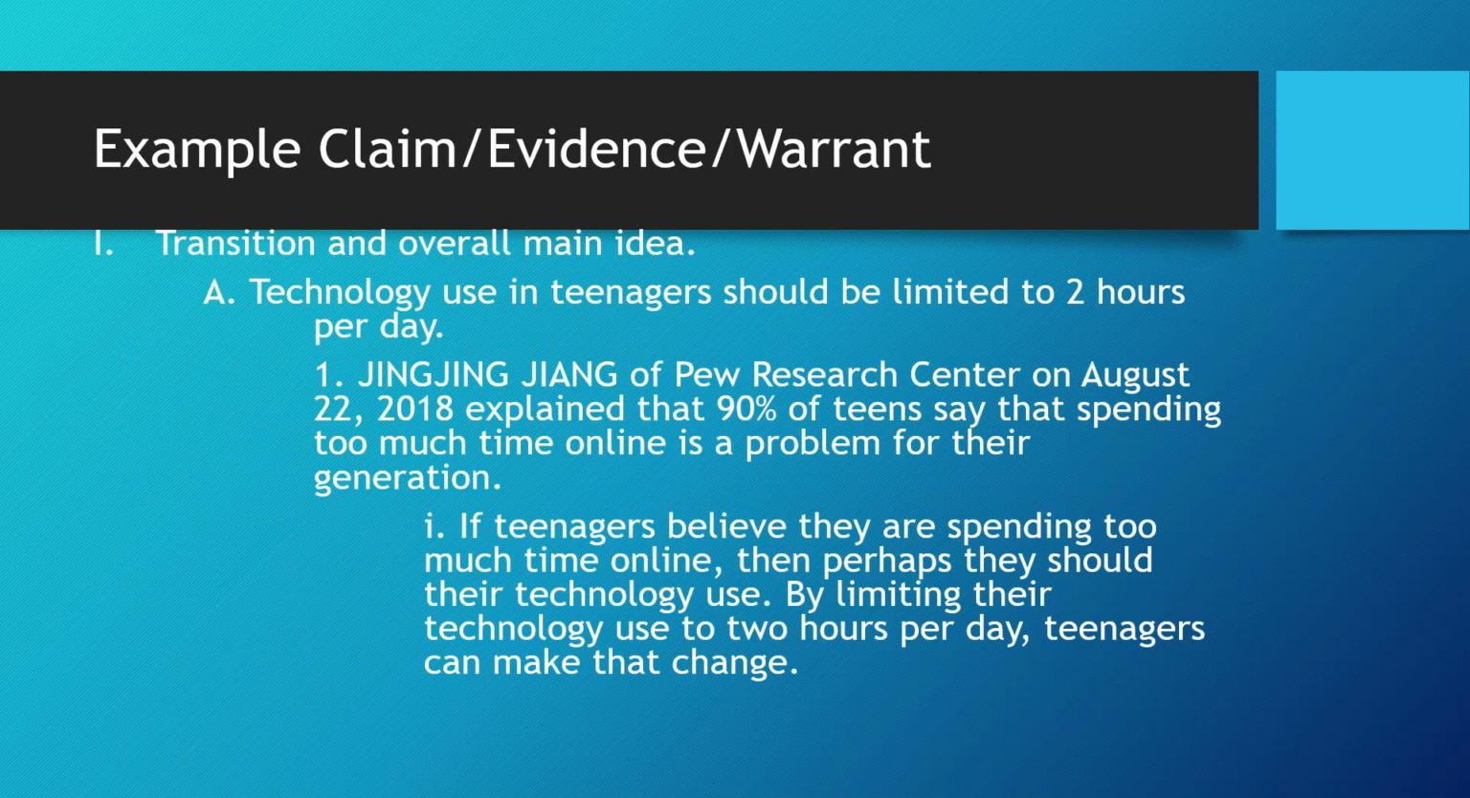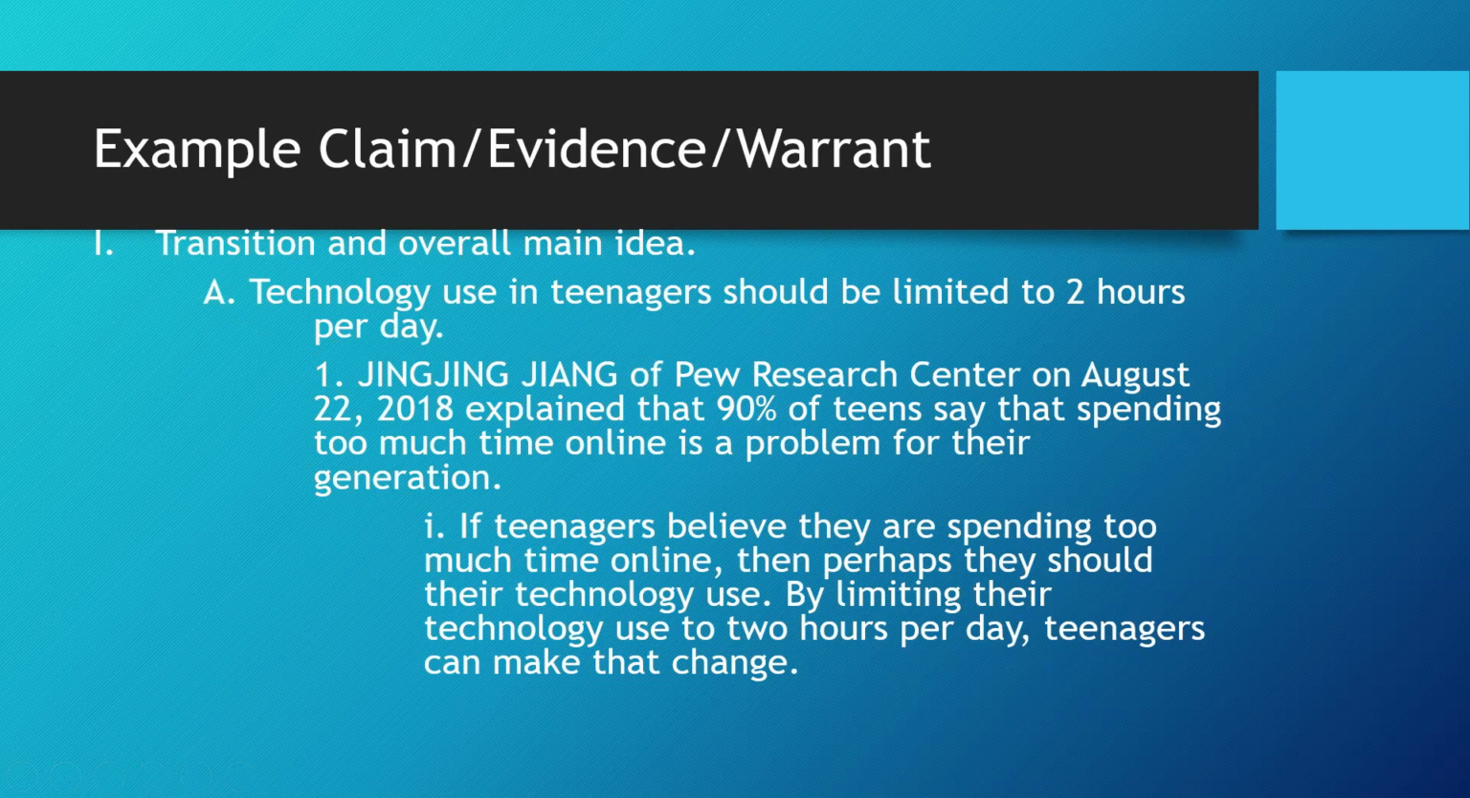So once again here, I have my overall transition, right? I have my claim, I have the same evidence. So now I need to put that explanation together. That explanation may need to take a couple of sentences. So mine is, if teenagers believe they're spending too much time online, then perhaps they should limit their technology use. By limiting their technology use to 2 hours per day, teenagers can make that change. So essentially, I'm setting up that there's a reason and justification, using my evidence that they spend too much time online, as to why we should probably limit tech use to a certain amount of time per day. So that's the reasoning. You're just explaining how this connects to this.